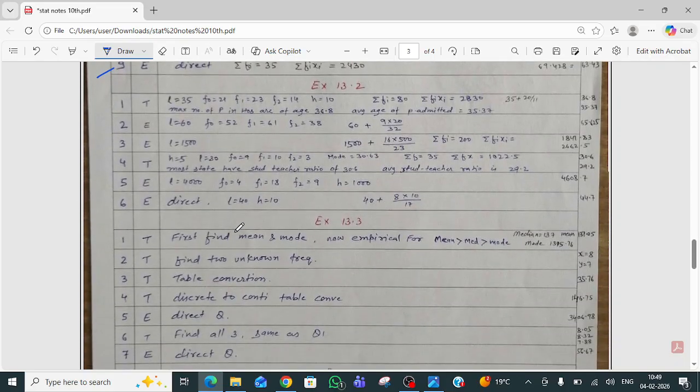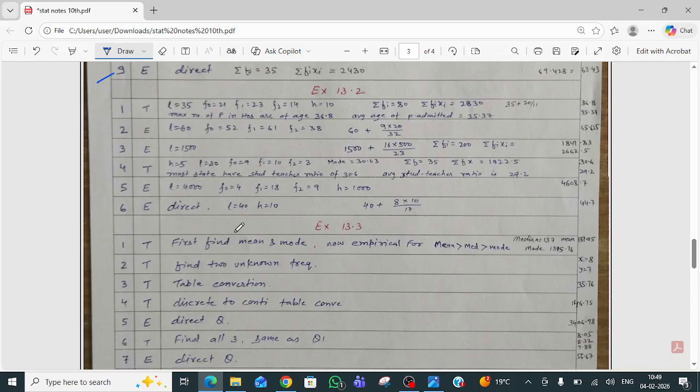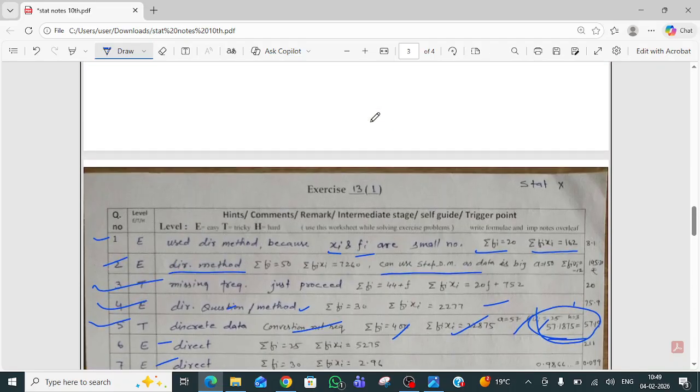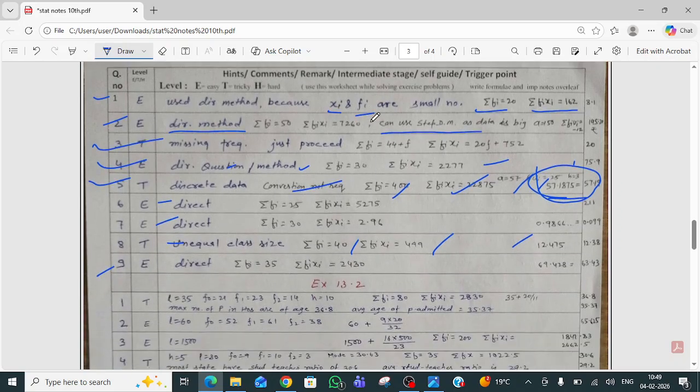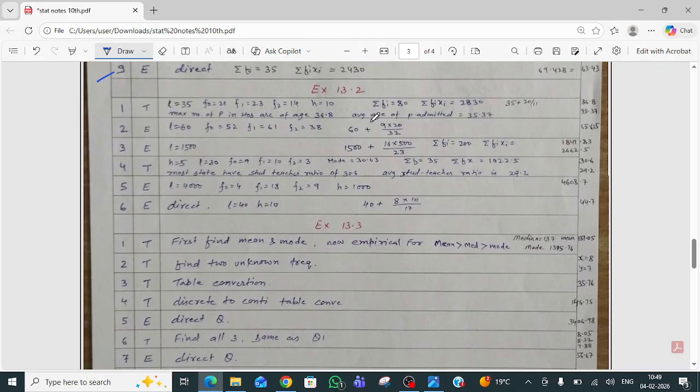Now exercise 13.2, this chapter is about the mode. The first question itself is a tricky question, so go to exercise 13.2. Why is it a tricky question? I'll explain this. I have marked here, I have labeled it easy, tricky. If you want to practice, you should practice all the tricky marked questions.